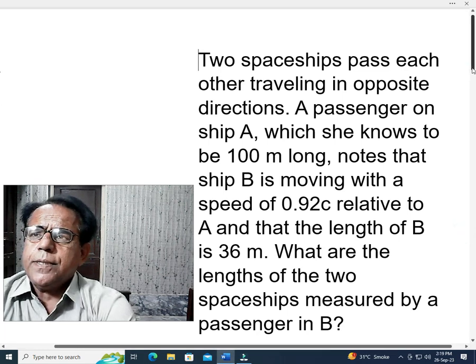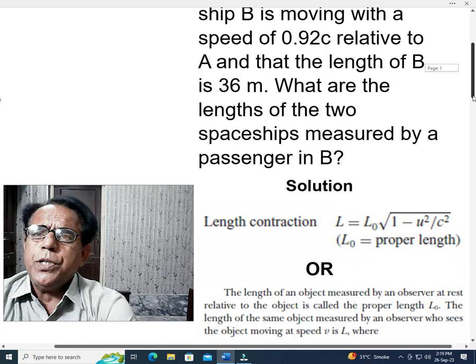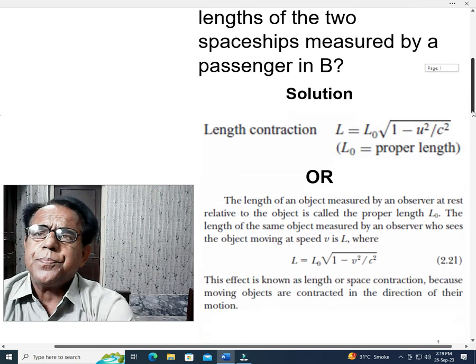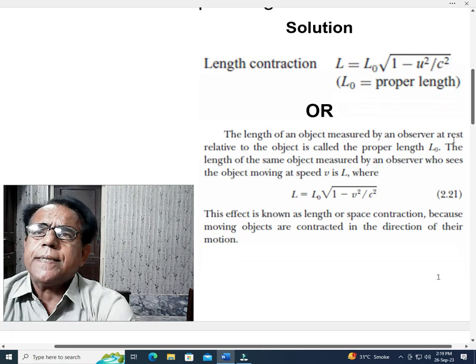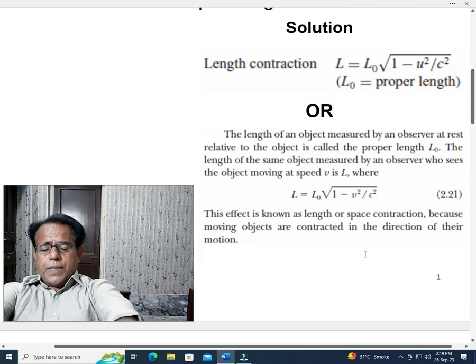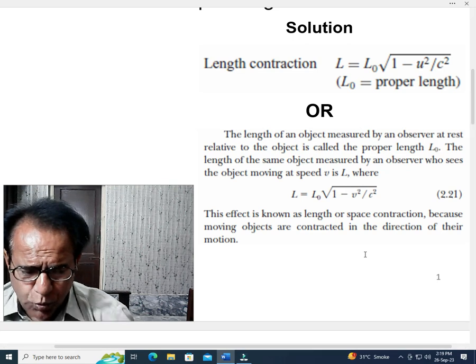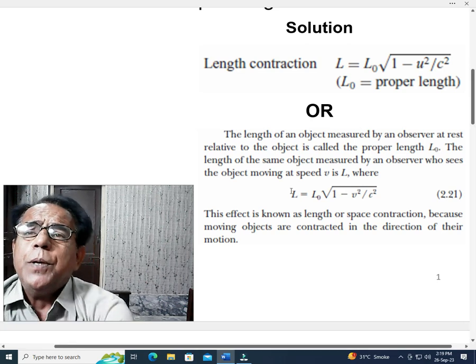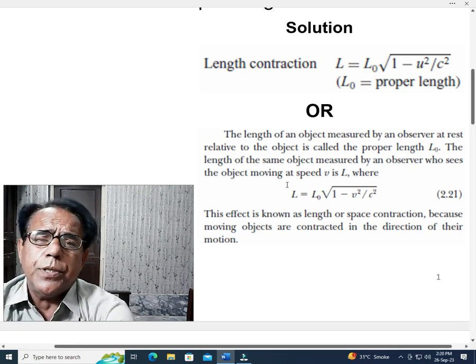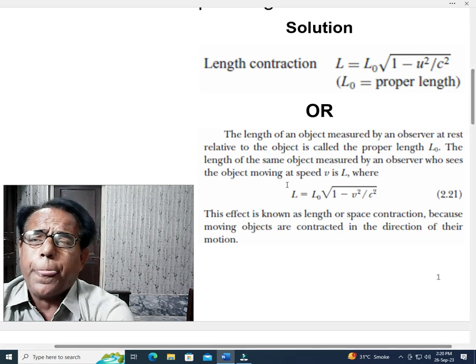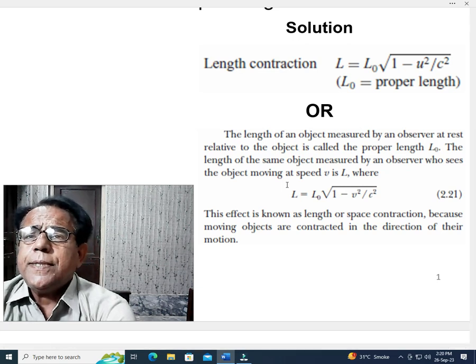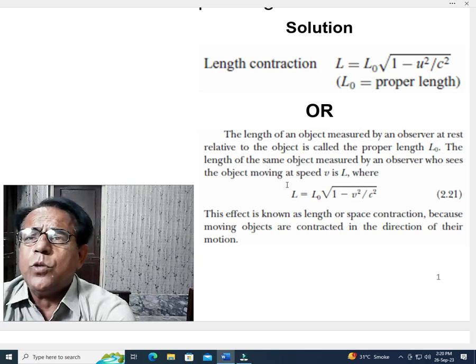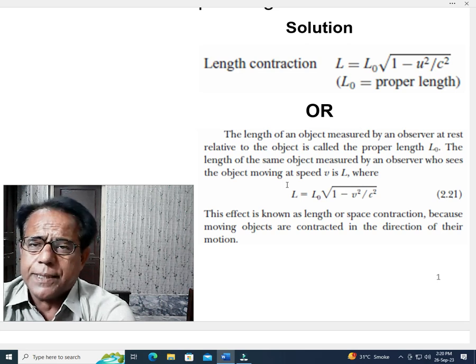Dear students, before going to its solution, we discuss a snapshot, and we have introduced two slightly different versions of this snapshot. Both these snapshots have been chosen from two different books. First snapshot is length contraction. L is equal to L naught into under root 1 minus u square over c square, where L naught is the proper length.